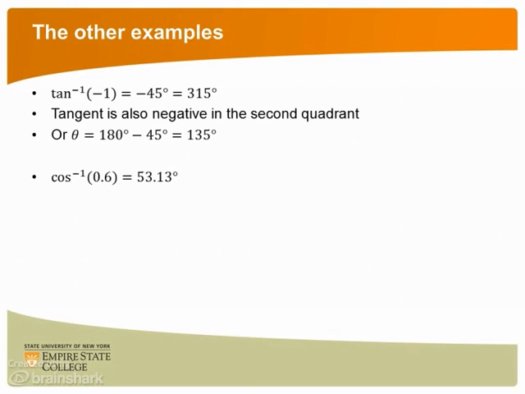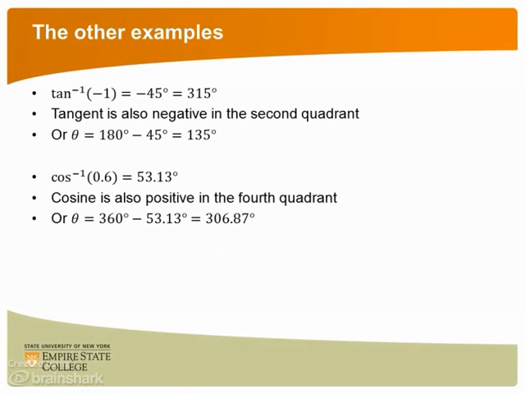The inverse cosine of 0.6 was 53.13 degrees. However, cosine is also positive in the fourth quadrant. We subtract the 53.13 from 360, so the inverse cosine of 0.6 could also equal 306.87 degrees.